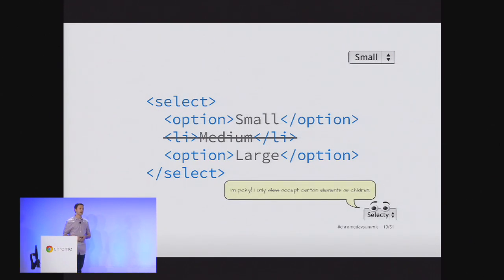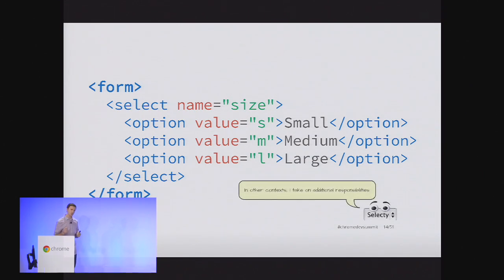Select doesn't take everything. It actually is very picky. It knows what it wants. Right? You can only put options. You can only put optgroups in there. If you try to jam an li in there, for instance, the parser is just going to throw that out, and it's not going to render that in my dropdown. If we're building components, we want that ability too, to sort of selectively choose what markup we want to deal with.